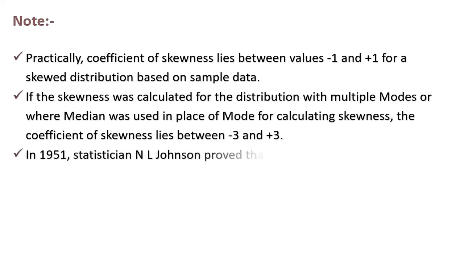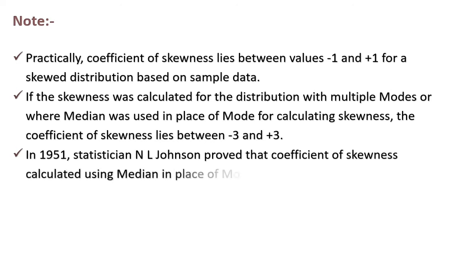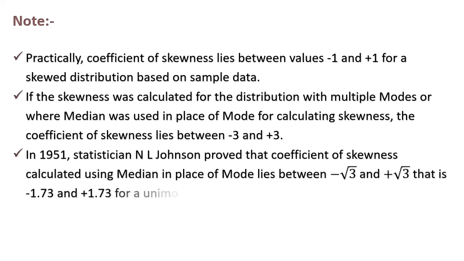But in 1951, statistician N.L. Johnson proved that the coefficient of skewness calculated using median in place of mode lies between -√3 and +√3, that is -1.73 and +1.73, for a unimodal frequency distribution. So these are also the ranges proved by N.L. Johnson for a unimodal frequency distribution. So for a distribution which has only one mode, but it is not possible to calculate it using our regular method, the range will be -√3 to +√3, that is -1.73 to +1.73.